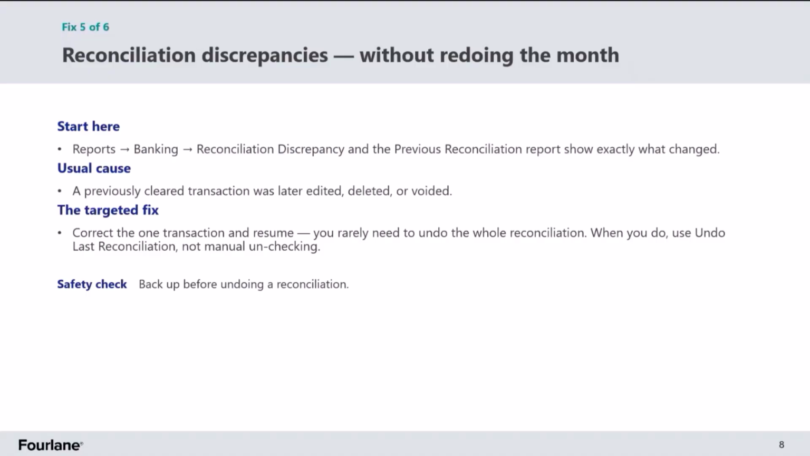Okay, the amount changed, the date changed, whatever it is, and now your beginning balance for your reconciliation is off. The targeted fix to this is to find that one transaction, change it back to what it was, and then simply resume your reconciliation. Very rarely do you need to undo the whole thing, but when you genuinely do need to start over, then you would use the undo last reconciliation feature, and we'll show you that too.